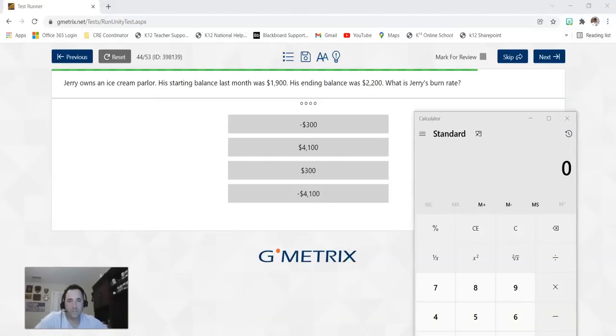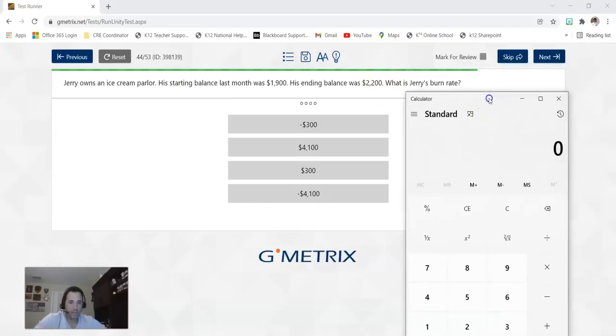All right, we're going to calculate burn rate. Jerry owns an ice cream parlor. His starting balance last month was $1,900. His ending balance was $2,200. What is Jerry's burn rate? So starting balance last month was $1,900. At the end of the month, he had $2,200.